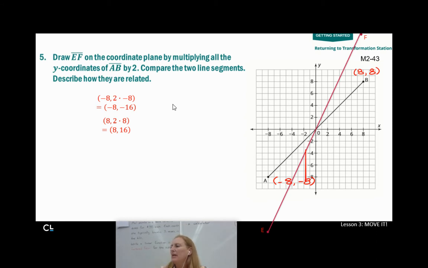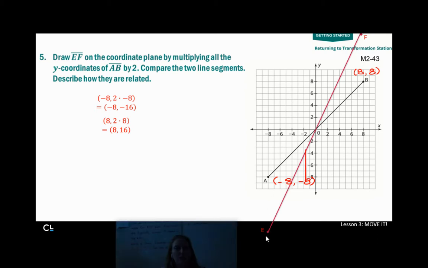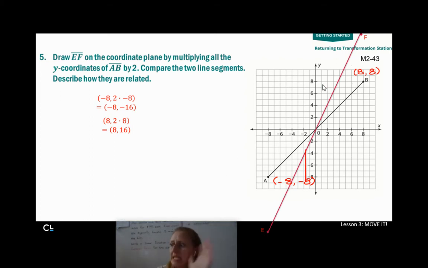So what happened here? Let's talk about what happened. It looks like I just stretched this up here and stretched that down there. So it looks like my new EF is a lot steeper than AB, right? AB would be a harder hill to climb. EF would be an even harder hill to climb. It's definitely steeper than the original.